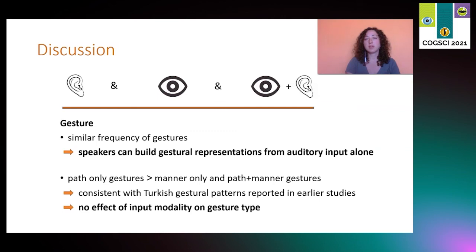So the gesture results diverge from the speech results, because in speech we found that speakers in the visual conditions mentioned manner more than path, but there was no increase in manner gestures corresponding to the increase in speech.